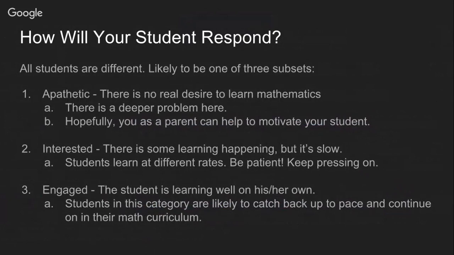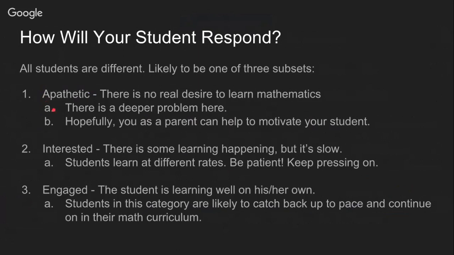Odds are all students are different. You're not going to have two students that respond the same way, but they're likely to be in one of three different subsets. The first one is apathetic. The apathetic group is the group that doesn't have a whole lot going for them as far as their motivation is concerned. There's just no desire to learn math.